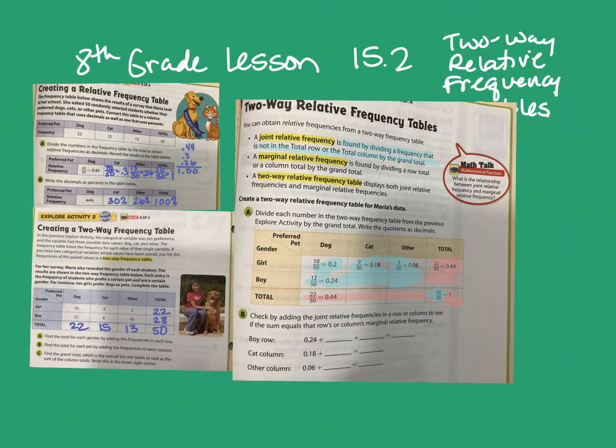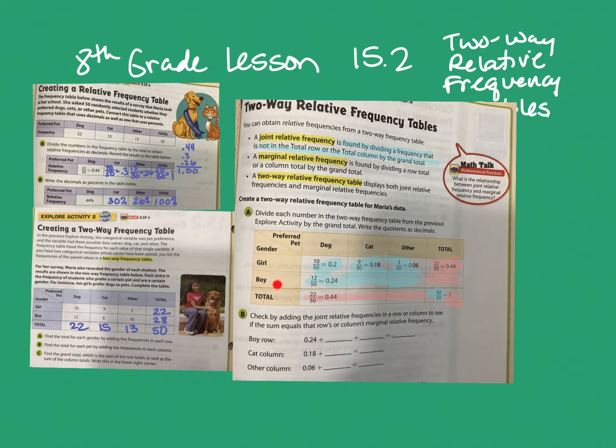And then, of course, the two-way relative frequency table is displaying the two-way information, but in terms of percentages, decimals, or percents. All right? So they want us to create a two-way relative frequency table for Maria's data. We're going to divide each number in the two-way frequency table from the previous Explore activities, that's why I kept them handy, by the grand total. So everything's being divided by our grand total of 50.